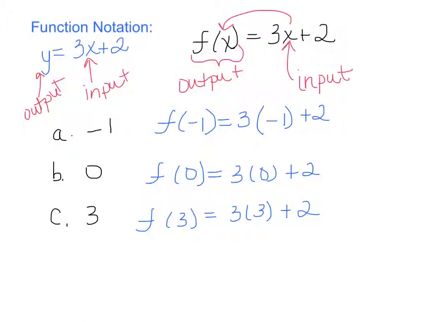So in the first example, you get -3 plus 2, which is -1. So that means that your input is -1, your output is -1. So the actual answer represents your output. The second one, we'll get 2. So your input is 0, output is 2. And the last one, we will get 11. So your input is 3, your output is 11.